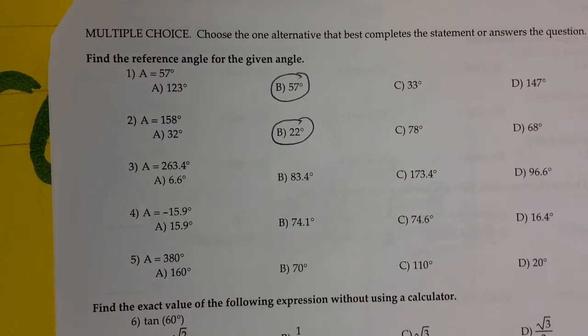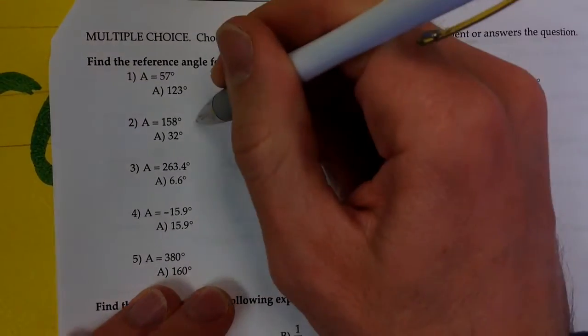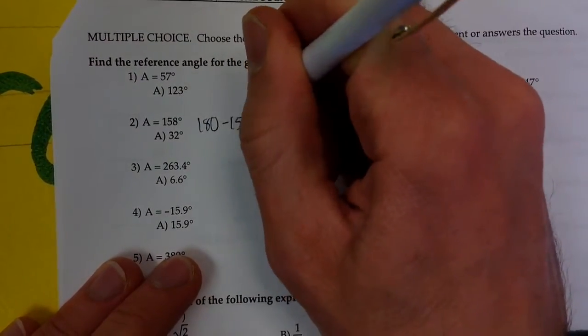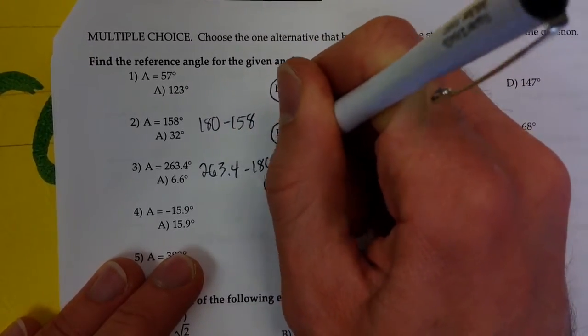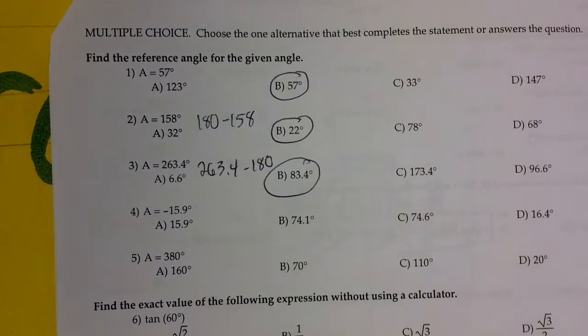Brett, reference angle for 263.4 degrees. So know how to find reference angles. Jessica, reference angle for negative 15.9 degrees. It's A.